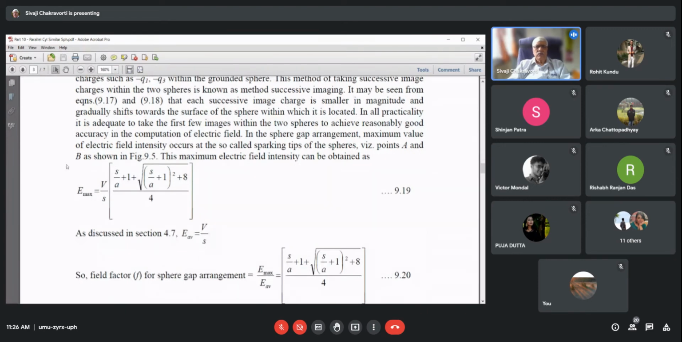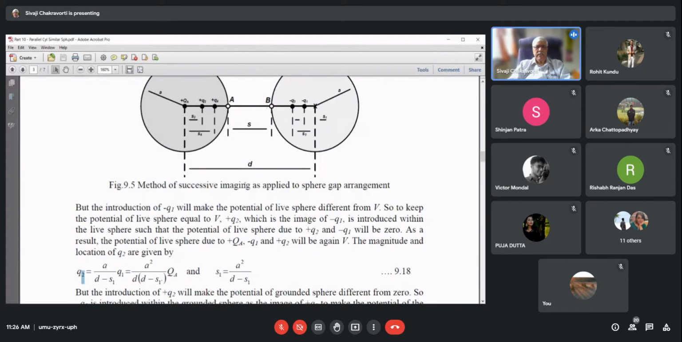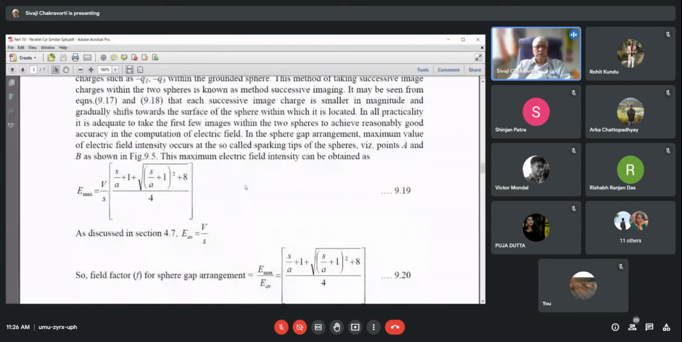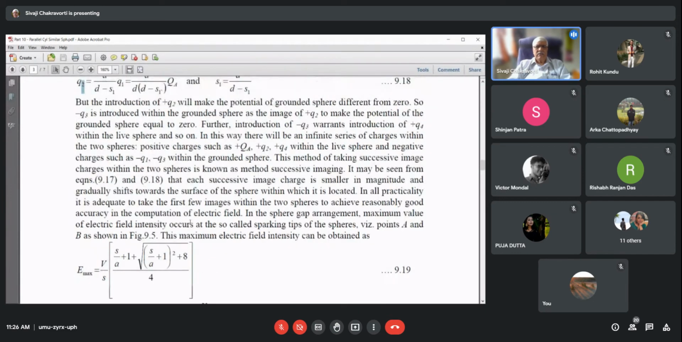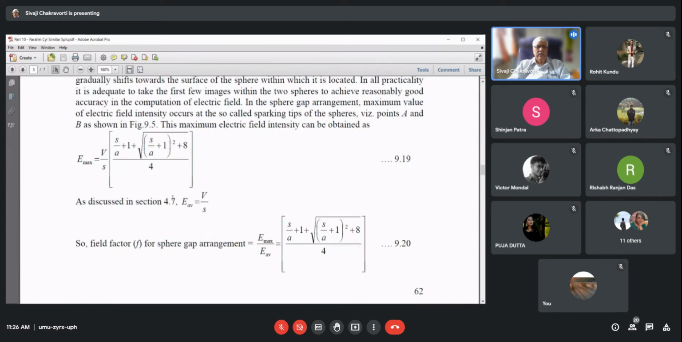So this is what is done, and this is the expression of Emax. Emax occurs at, of course, the points A and B. This can be computed. I have given you the expression. This derivation you don't require, so don't go into that. And what is the average value of field intensity? We said it is the potential difference, that is V, divided by the minimum distance, that is S. So here you can see at the bottom, the average value is V by S. The maximum value is 9.19.